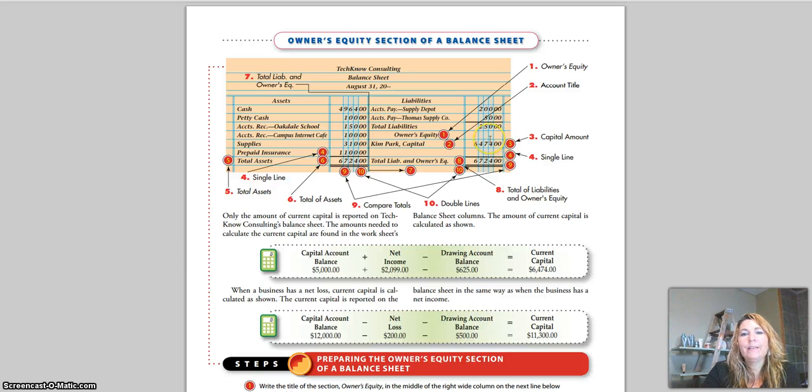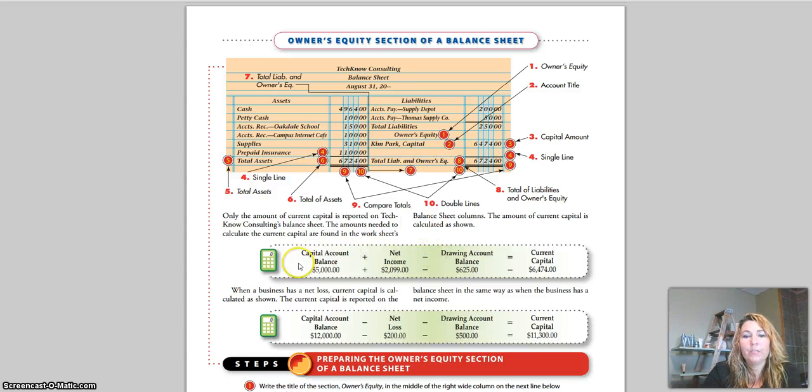So capital is everything that we have invested in our business and what we could technically pull out, all of that money. So this is going to be everything we've invested minus anything we've already taken out, which would be listed in our drawing account, plus the net income we made for last month. So we already did our income statement to find out what our income was. Now, if it was a net loss, you would have to subtract.